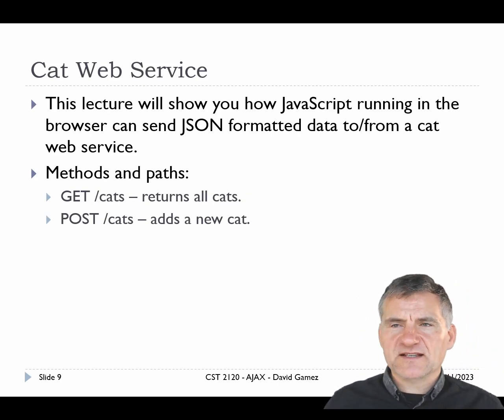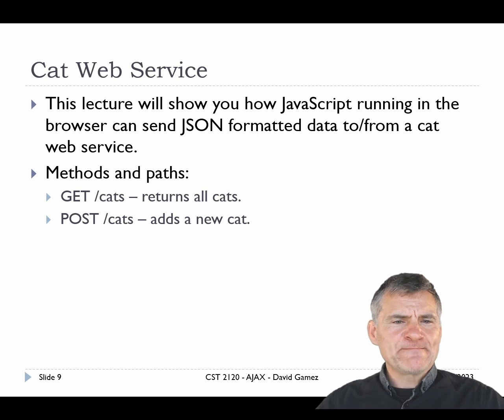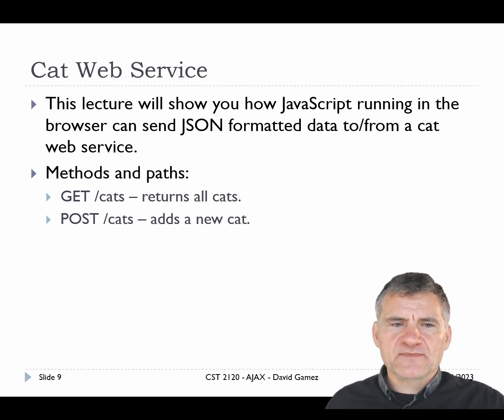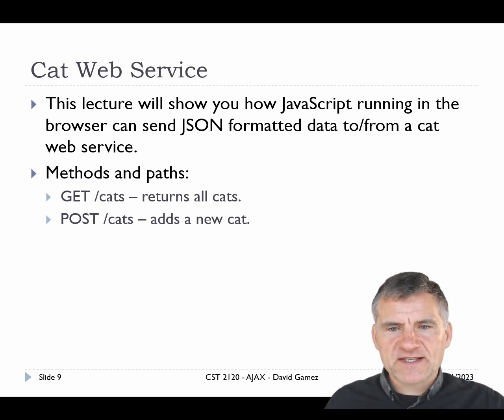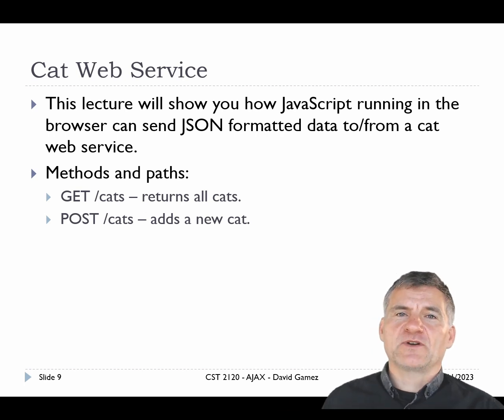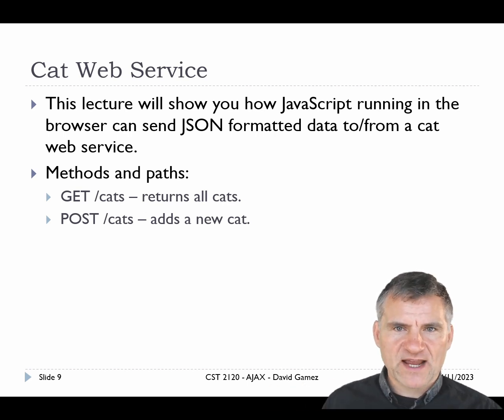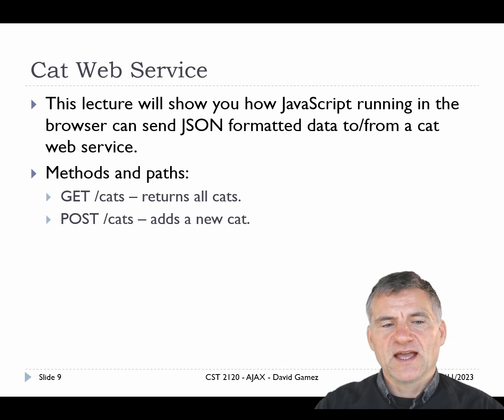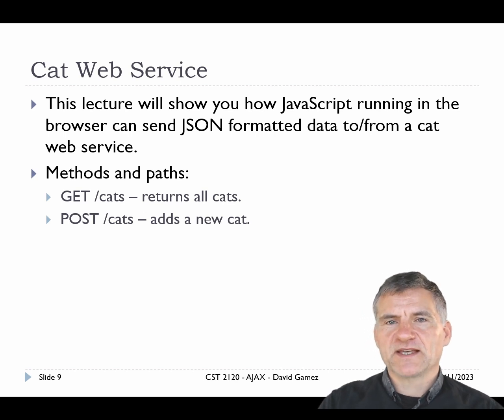I tend to use cats because they're sort of funny and neutral, you might say. The web service has two methods and paths. We can send a GET request to the web service, and we'll get all the cats back in an array, structured as JSON. And then we can also POST to the web service to add a new cat.